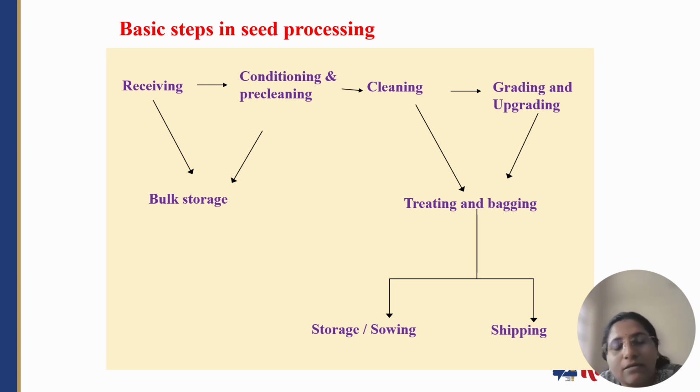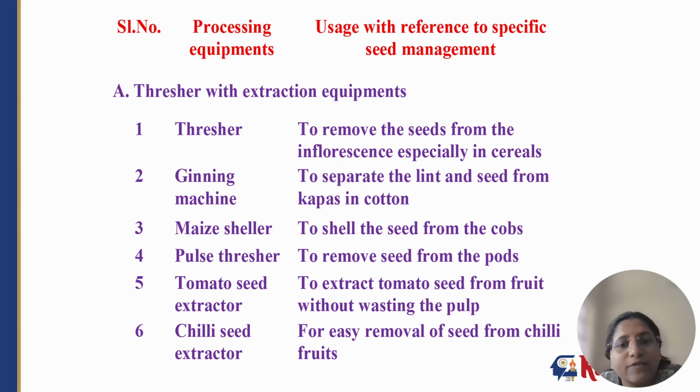These are the basic steps in the post-harvest process. We receive the seeds from the field, and either go directly for grading or cleaning, or store them in bulk. After that we proceed with conditioning and pre-cleaning, then cleaning, then upgrading or grading, and then treating and bagging. Those seeds can be stored, sown for the next season or next field establishment, or shipped for export.